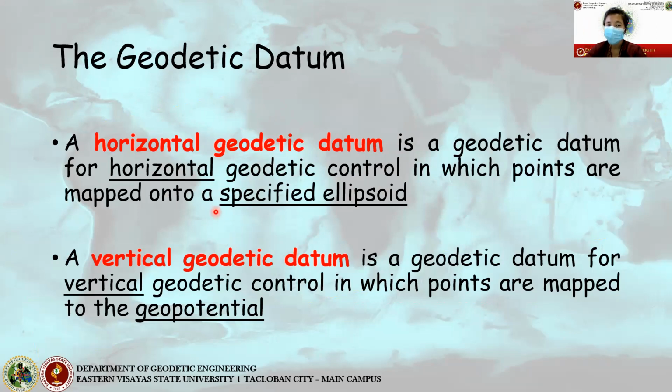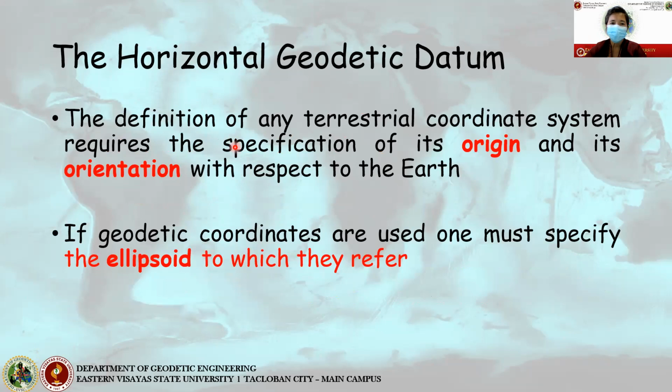When I say vertical datum, this is a geodetic datum for vertical geodetic control. Vertical refers to the height or elevation of a certain point, where points are mapped in the geopotential, which means at the geoid. So what is the elevation of a certain point with respect to the geoid? That is our vertical datum. We are going to discuss further the horizontal and the vertical datum. Let's focus more on the horizontal datum.